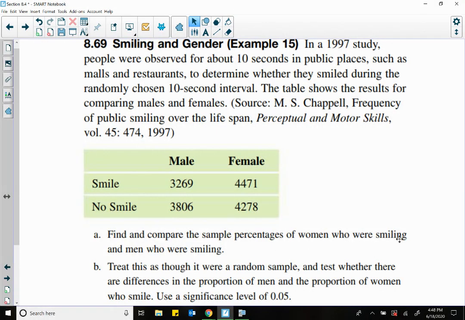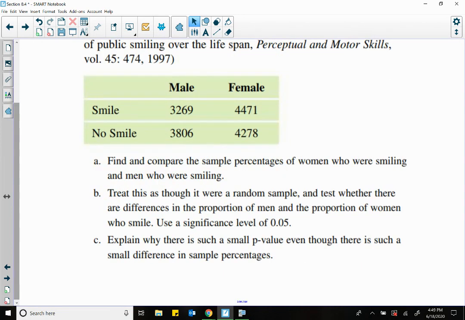Find and compare the percentages of women who were smiling to men who were smiling, okay? So in this example, it says in a 1997 study, people were observed for about 10 seconds in public places, such as malls and restaurants, to determine whether they smiled during the randomly chosen 10-second interval. The table shows the results for comparing males and females. So down here, it wants us to talk about the proportion of men and women who smile. Okay? So in order to do this, the one thing you're missing up here is the total number of men and the total number of women.